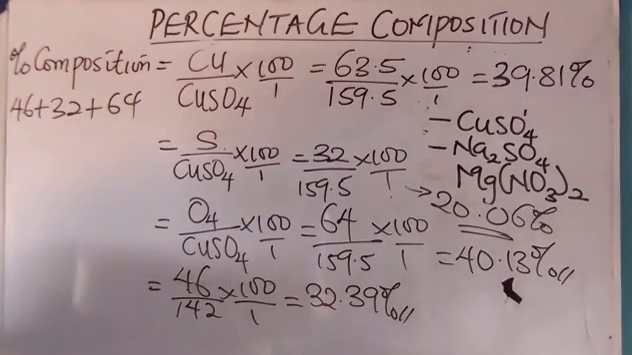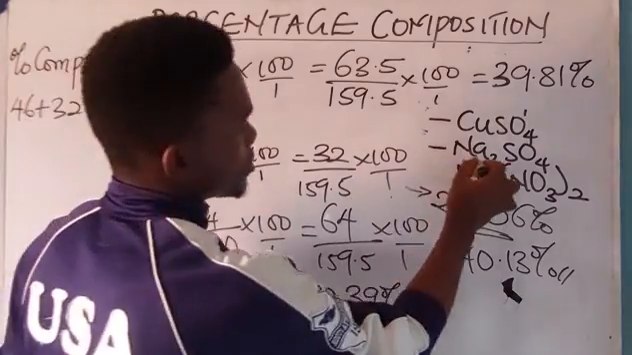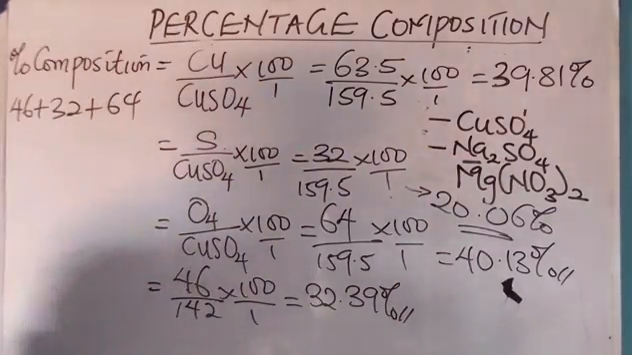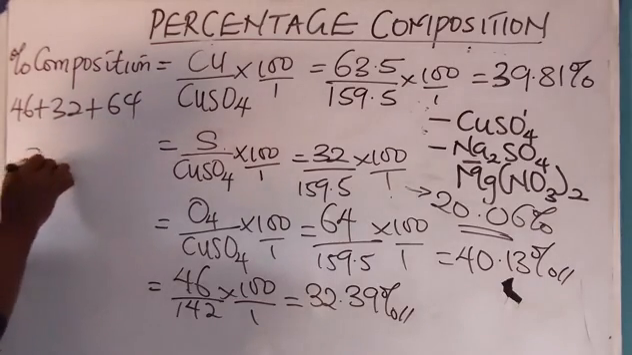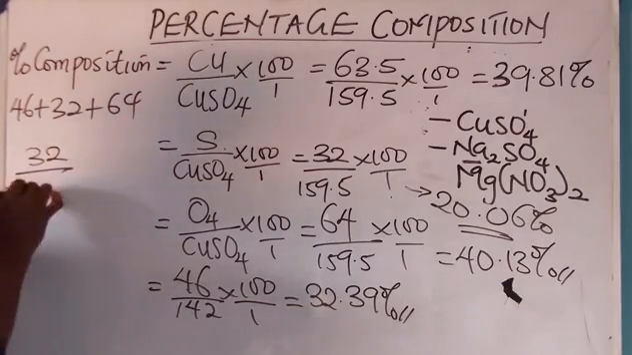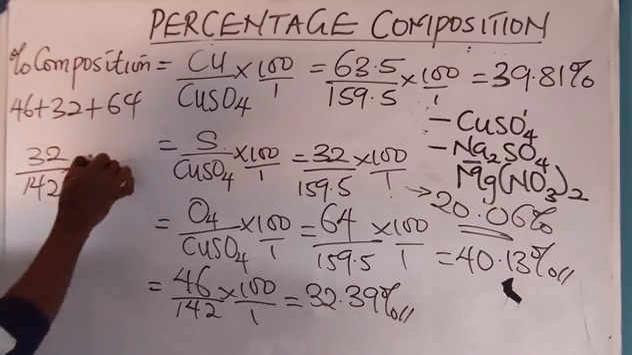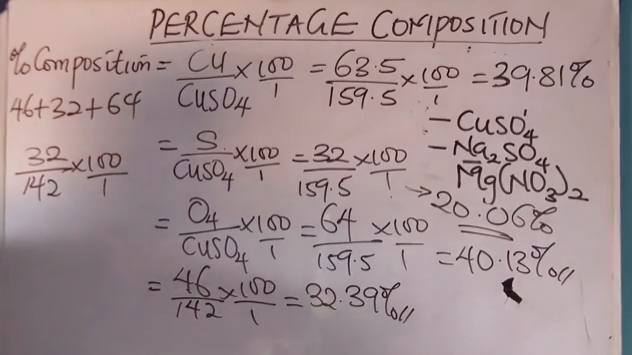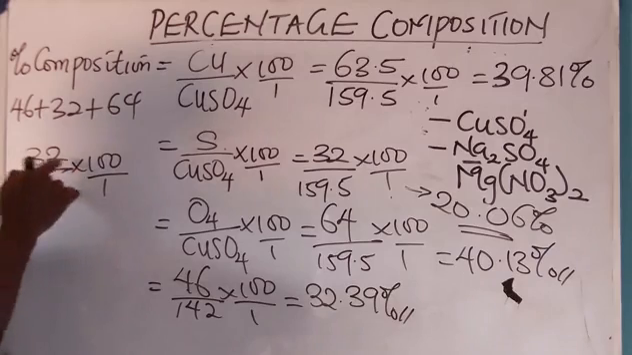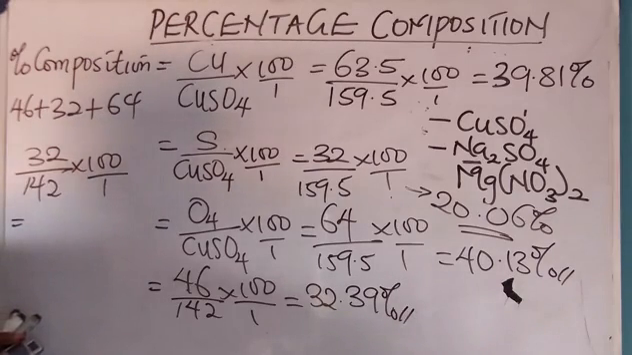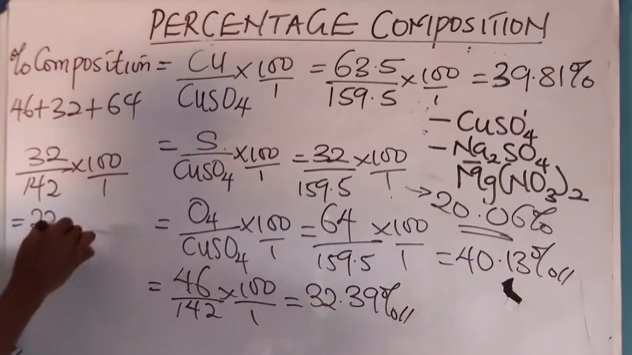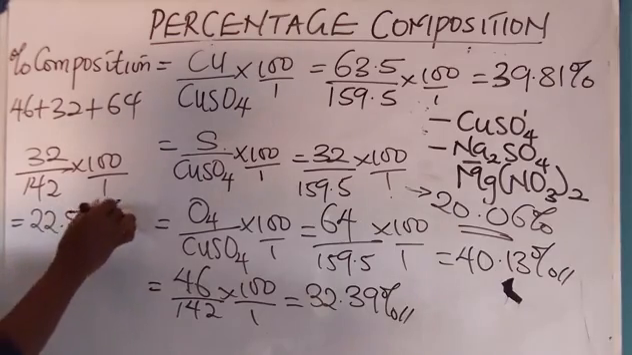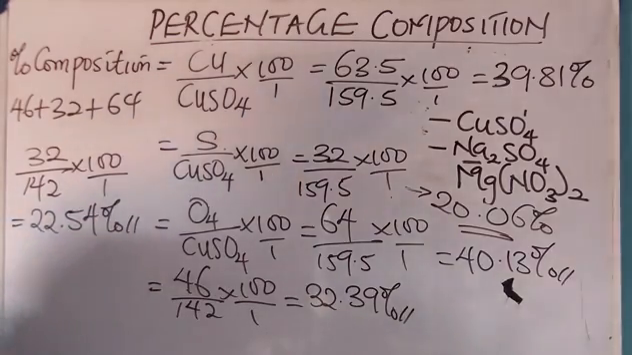Alright, that is for sodium. The next one is sulfur. Sulfur is 32 over 142 times 100 over 1. Is that not correct? So this becomes 3200 divided by 142 equals 22.54 approximately.